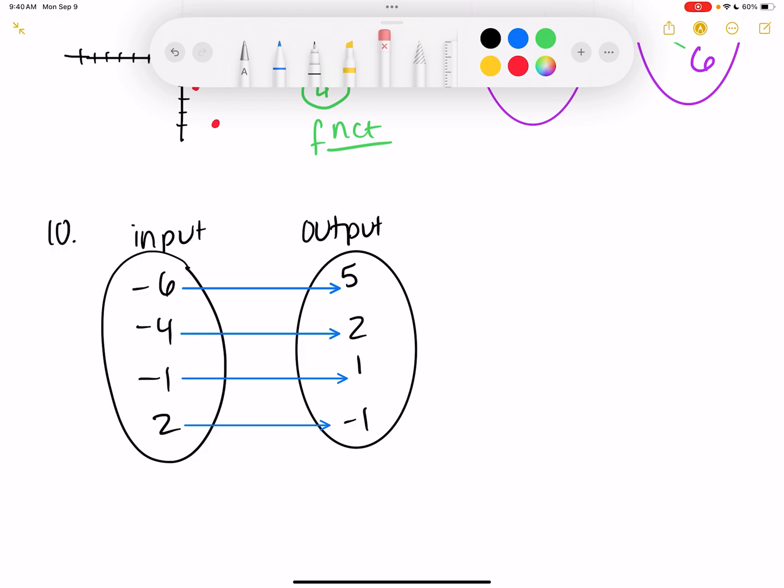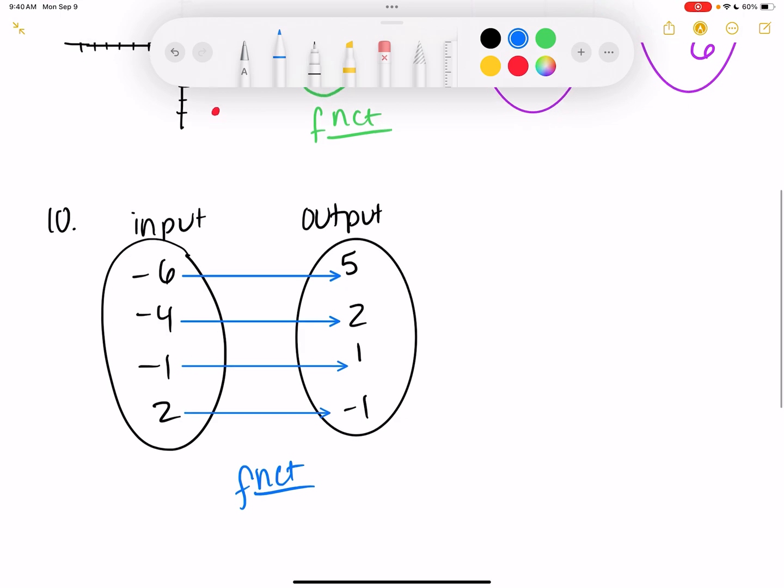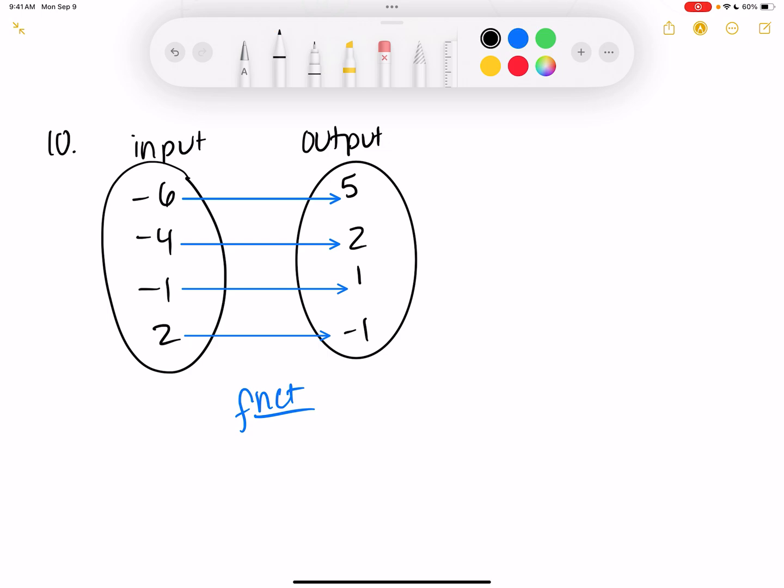Okay, so now, is this a function? Yes, because each input has exactly one output. I don't know what a function is. Will it help if I show you one that's not? Yes.